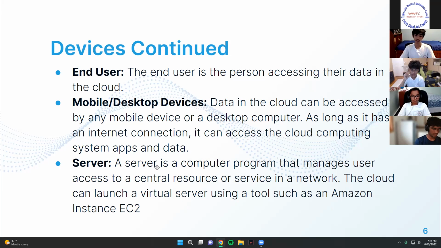And as I mentioned earlier, a server is a computer running a program, managing user data, and access to a central resource or service in a network. So the cloud can launch a virtual server using a tool such as Amazon Instance EC2. We're actually going to be using this tool, Amazon Instance EC2. It's one of the most common things you use in AWS. Any project you do, most projects require this because this is basically the machine that you're running off of.